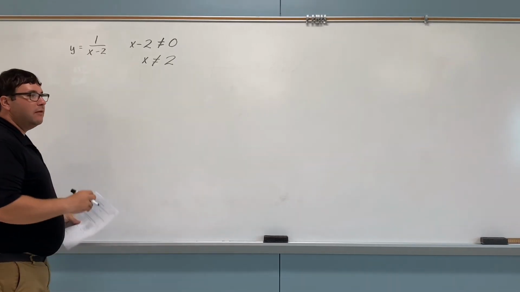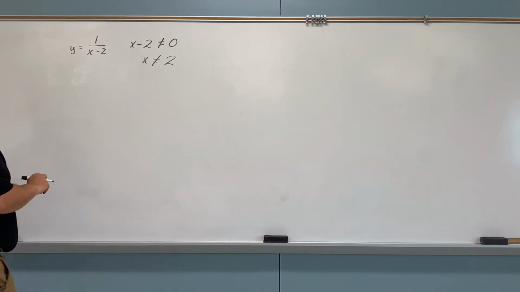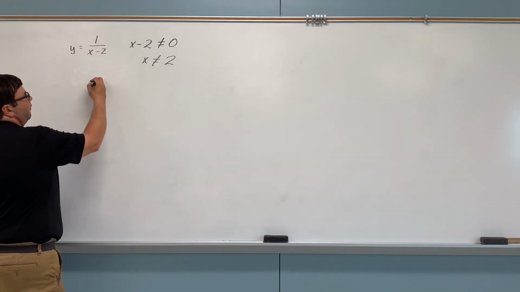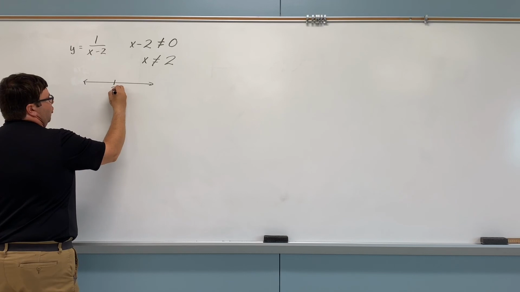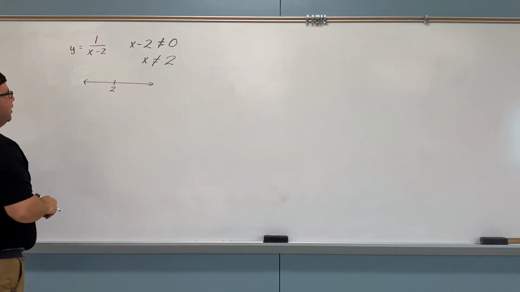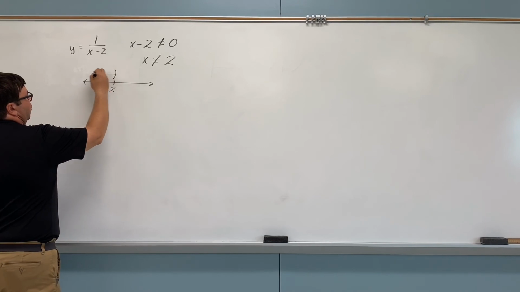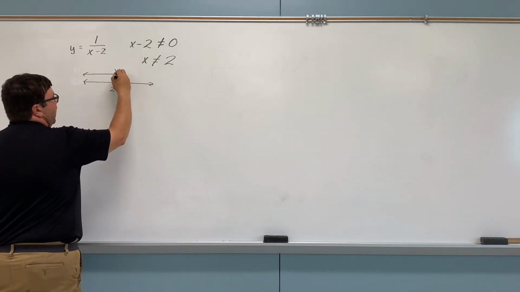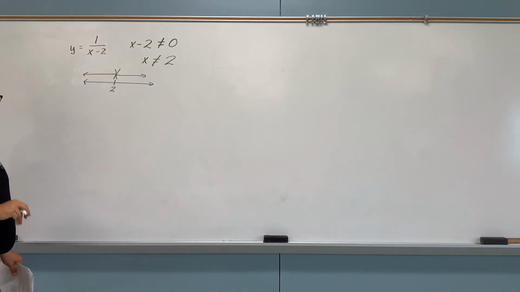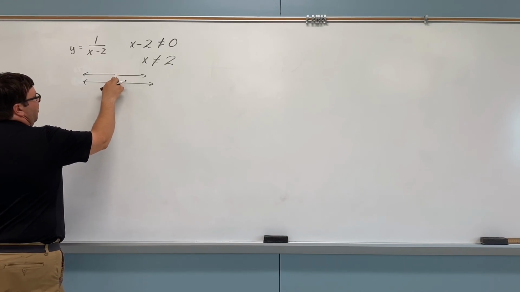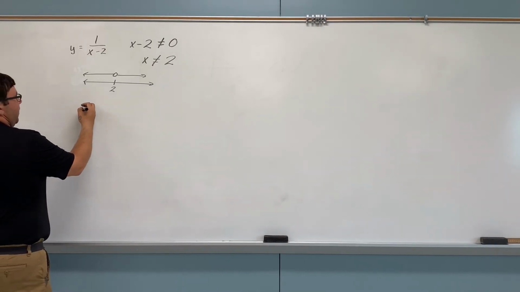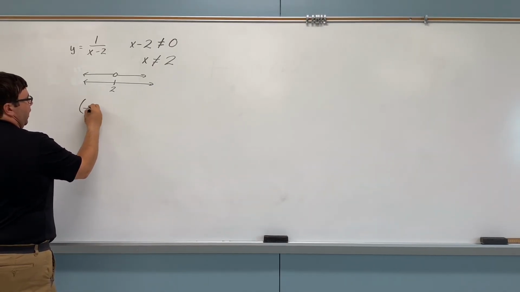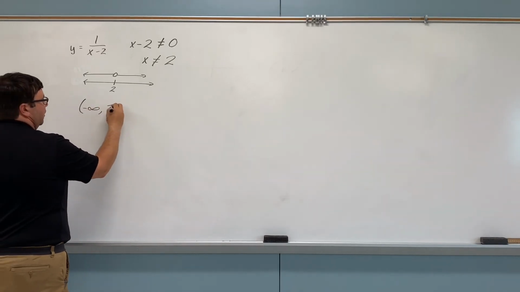So we represent this in interval notation, and you've already had practice with interval notation. If you think of it visually for a moment, here is your 2. X cannot be 2, right? X can be anything up to 2, and x can be anything after 2. X just cannot be 2. You may also see this represented with an open circle. Same exact idea. So I know my interval notation goes from negative infinity up to 2.